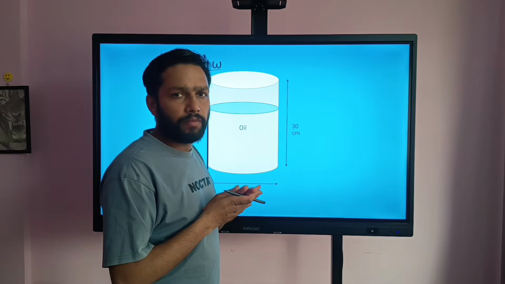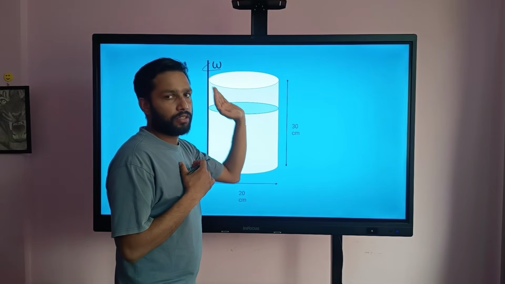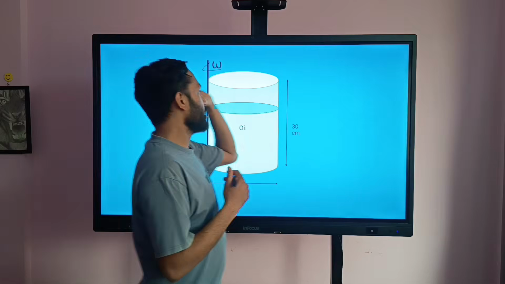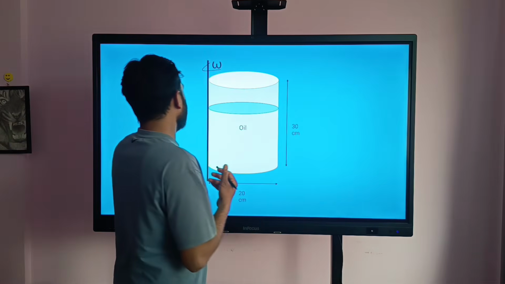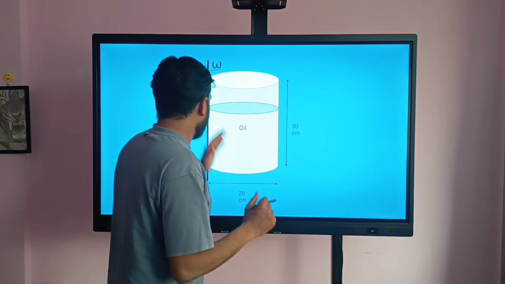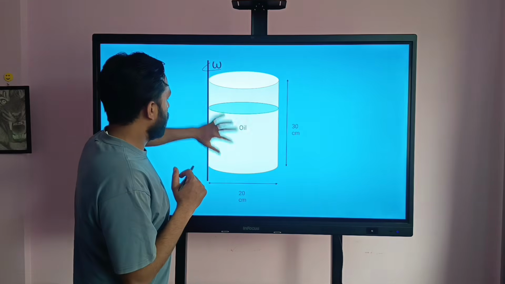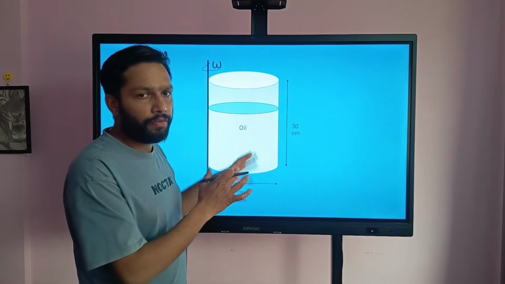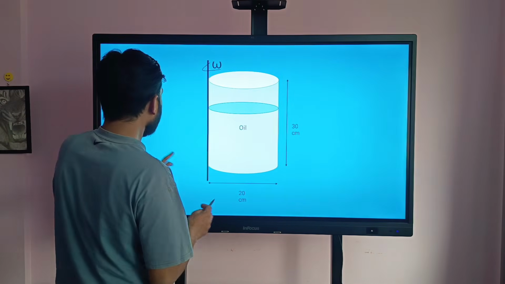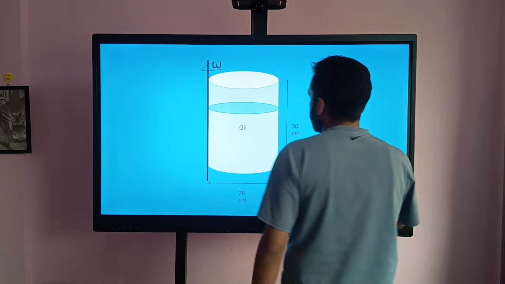When it rotates about an axis, the axis is on the left side. The axis is not in the middle. Not all the time is the axis in the middle, but in this question the axis is just on the left side. The axis might be on the right side, or outside the cylinder. The axis can be anywhere, so you have to be aware of this axis. This is the before rotation case.